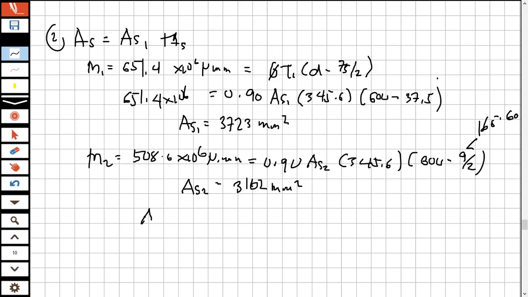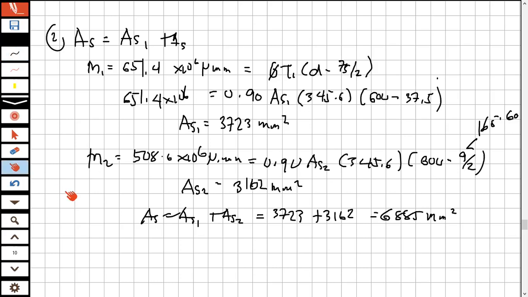So therefore, you have As equal to As1 plus As2. As1 is 3723, plus 3162 will give us a value of 6885 square millimeter.